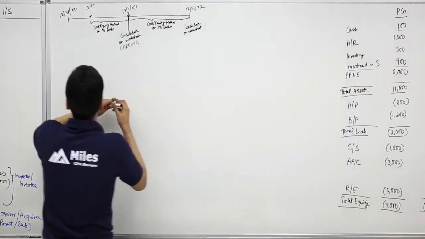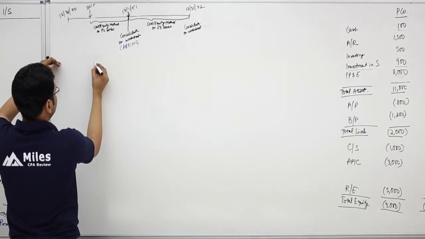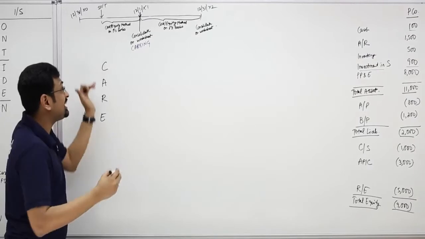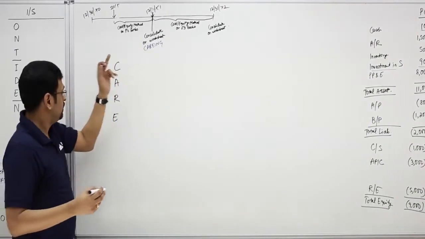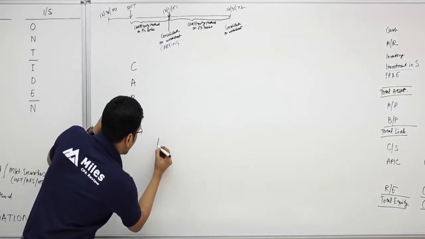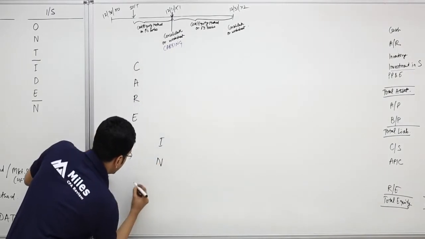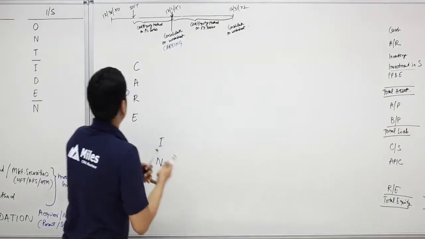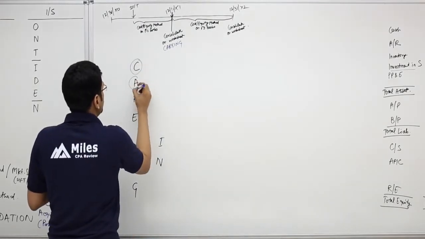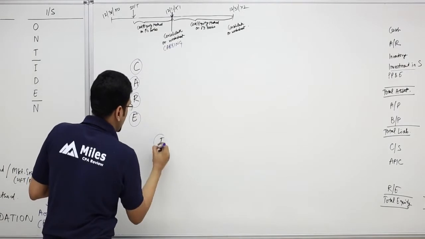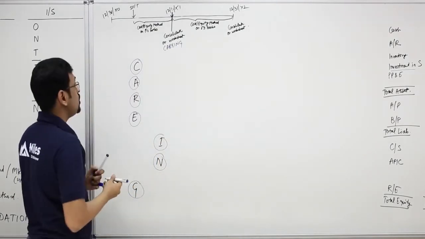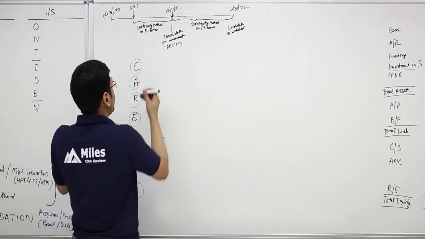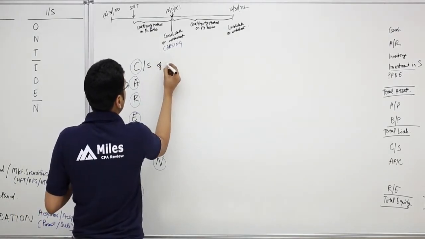So the way we're going to have it is like this. We're going to have C-A-R-E. So this is the caring with the E. C-A-R-E. We're going to have I and N, and then we're going to have G. So you've got to remember this whenever you're preparing consolidated financial statements, because this is your eliminating journal entry on the worksheet. Now C stands for common stock of sub.